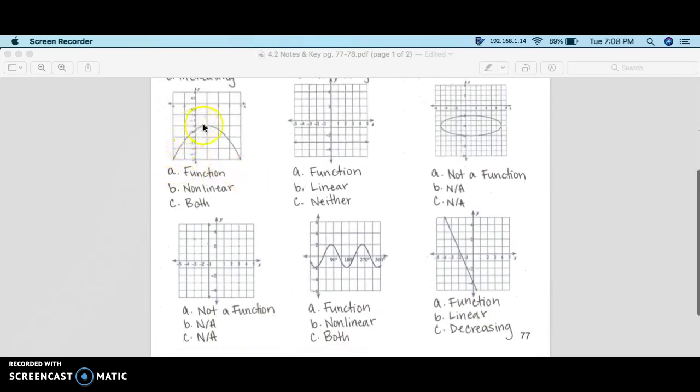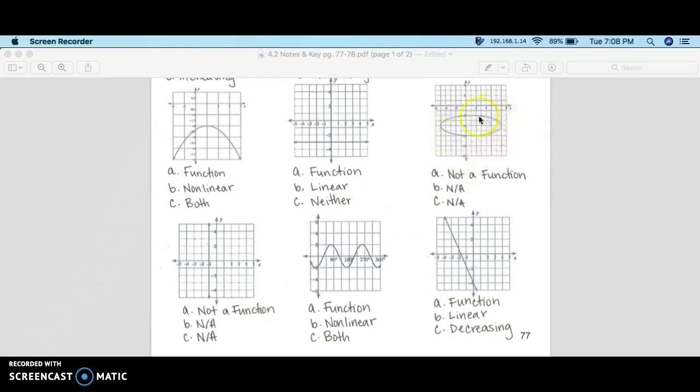So this one is a function. It's nonlinear and it's both increasing and decreasing. Here we have our equation, our line right here. It is a function. We know it's linear because it's slope-intercept form. It's a straight line. And it's neither increasing nor decreasing because the slope is 0.